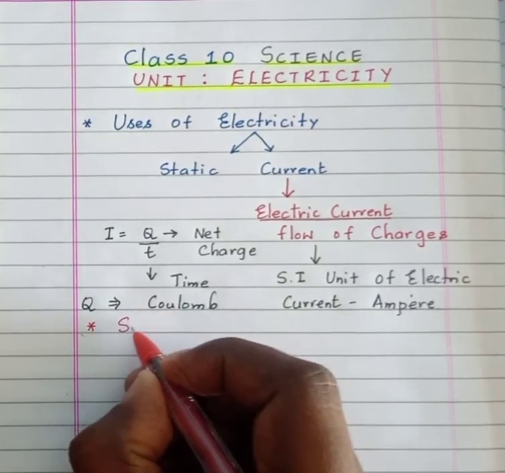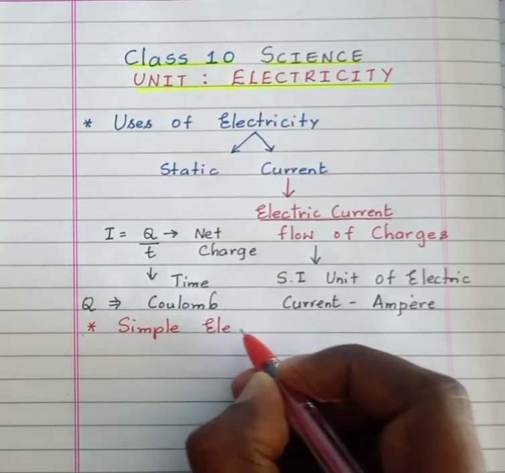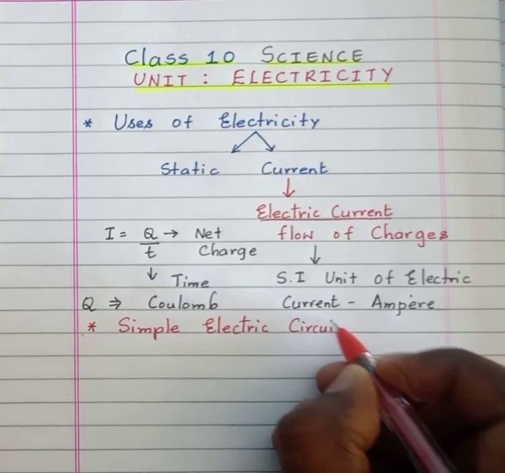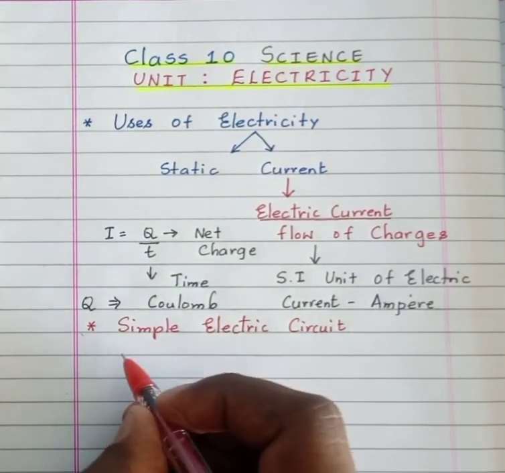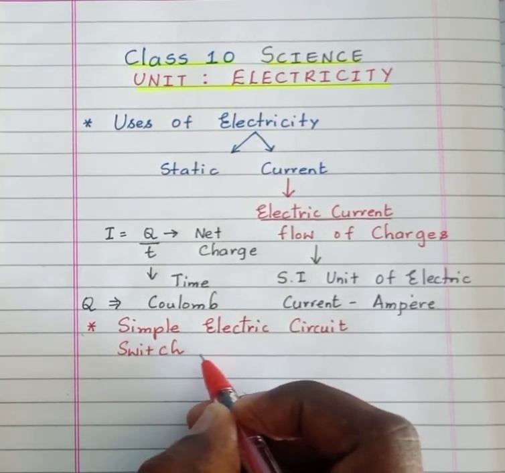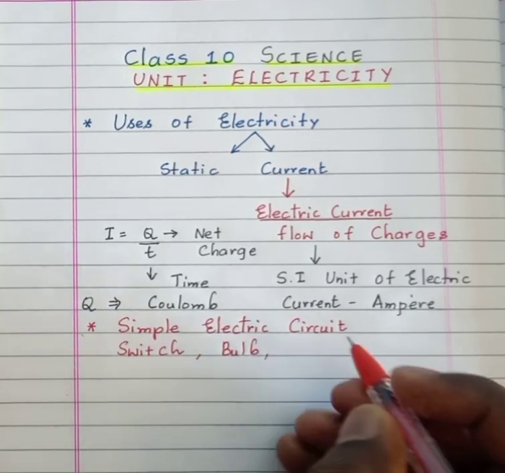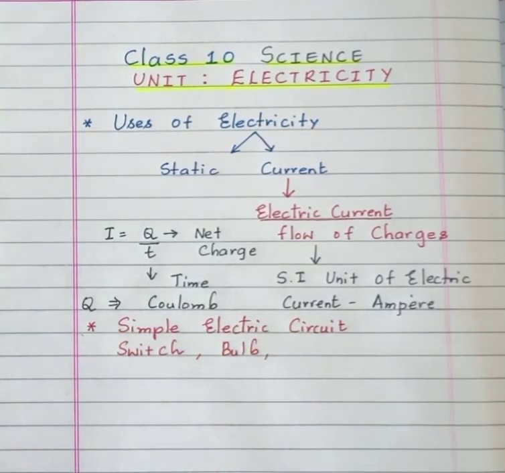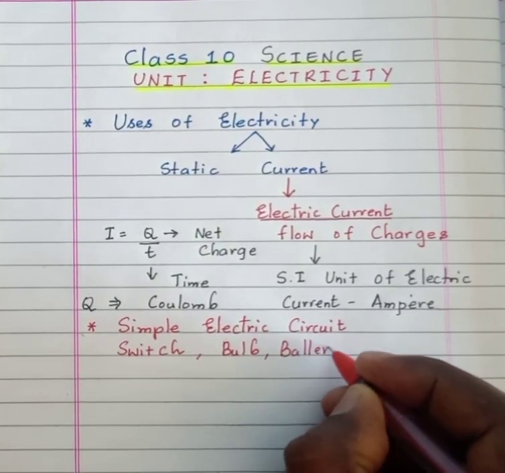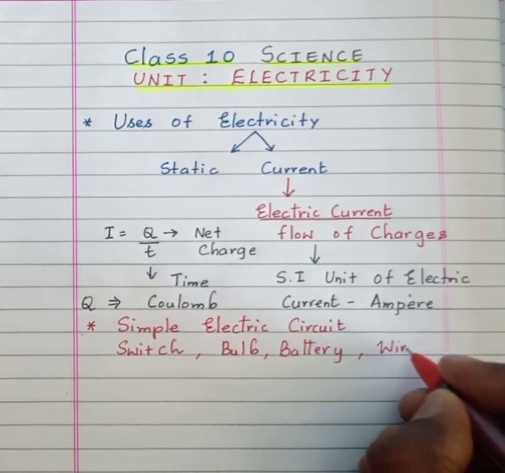Then we have studied about a simple electric circuit. What is a simple electric circuit? A continuous and closed path of an electric current is called an electric circuit. In the simple electric circuit, we have studied about switch, bulb and battery, and these are connected by wires.